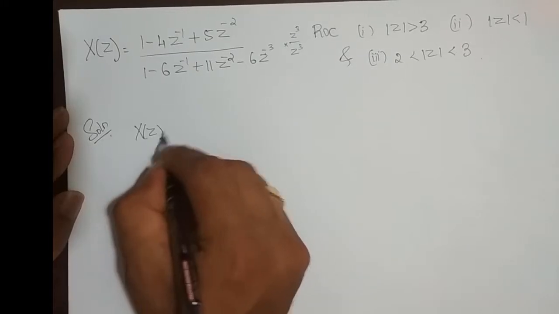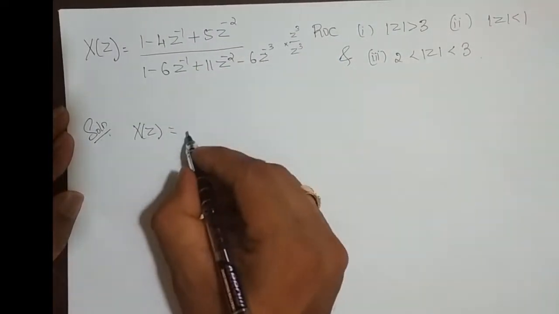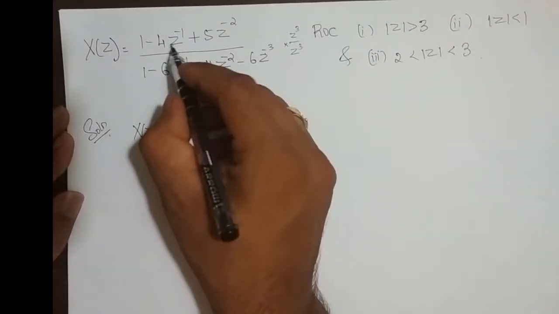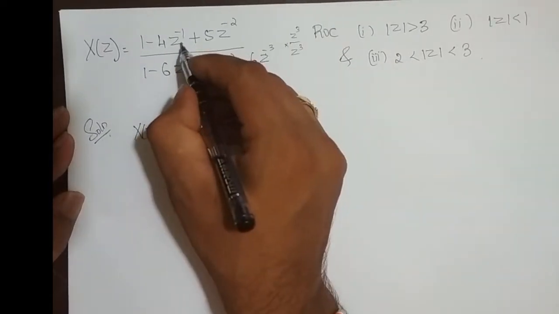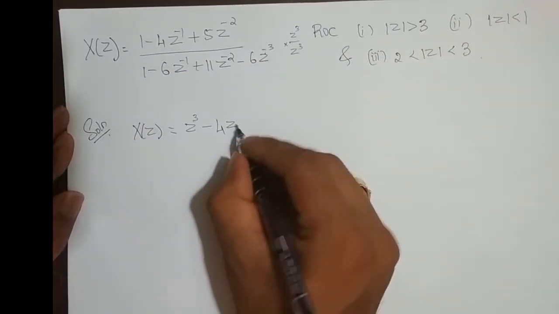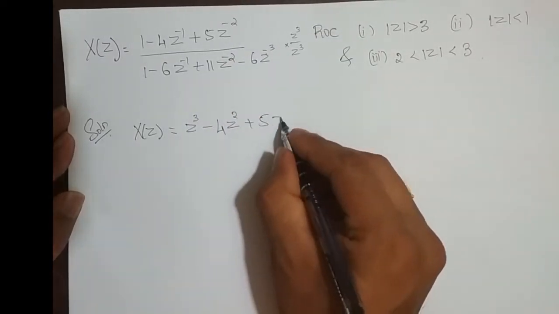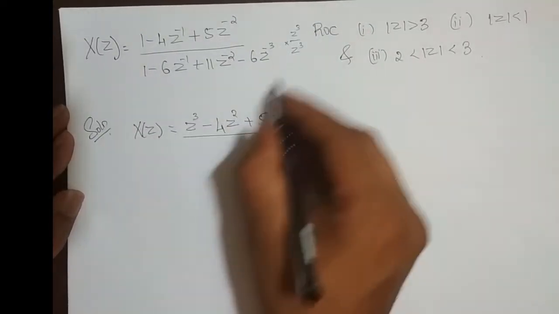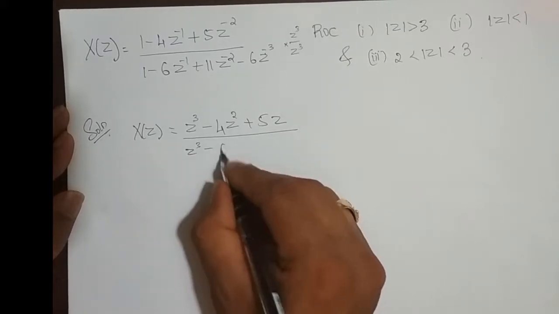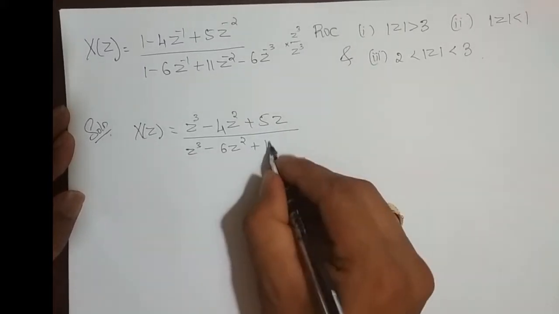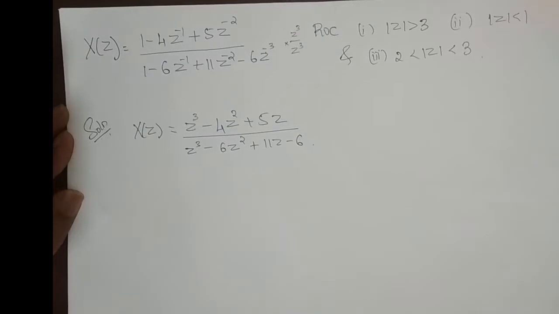So what do we get? X of z as: z cube into 1 is z cube, minus 4 times z to the power minus 1 plus 3 is z square, plus 5 times z to the power minus 2 plus 1 is z, divided by z cube minus 6 z square plus 11 z minus 6.